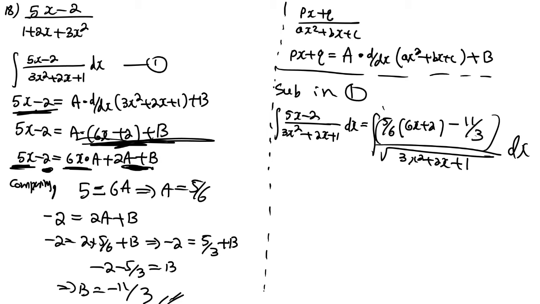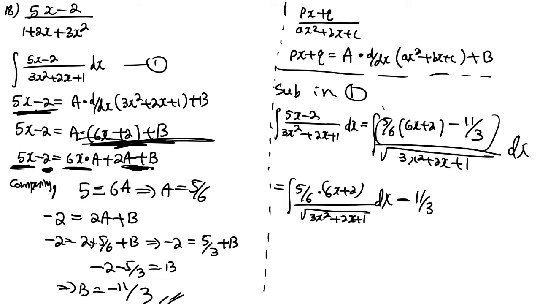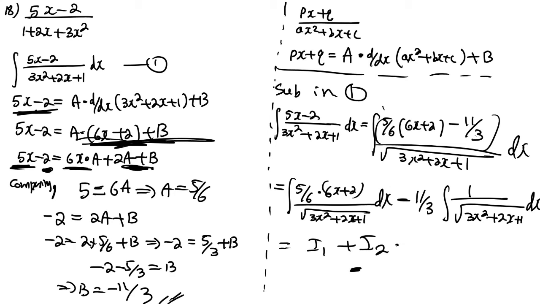Okay, so in the next step, separating this one, you can write it as 5 by 6 integration of 6x plus 2 divided by square root of 3x square plus 2x plus 1 into dx, minus 11 by 3 into integration of 1 divided by square root of 3x square plus 2x plus 1 into dx. Here, two terms are there, right? Take it as I1 plus I2. Okay, then write what is the I1 value and what is the I2 value.